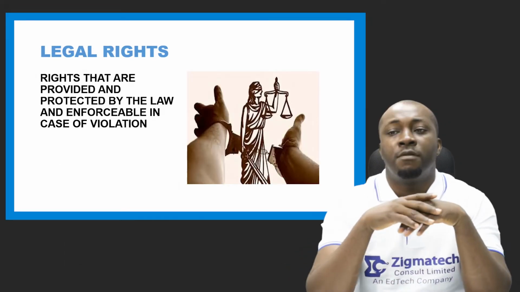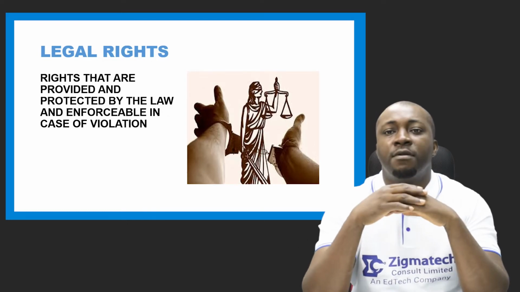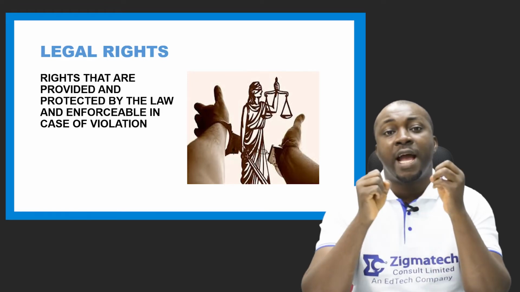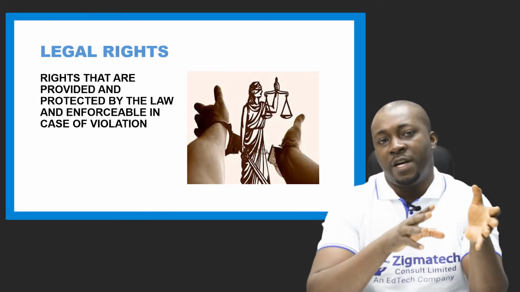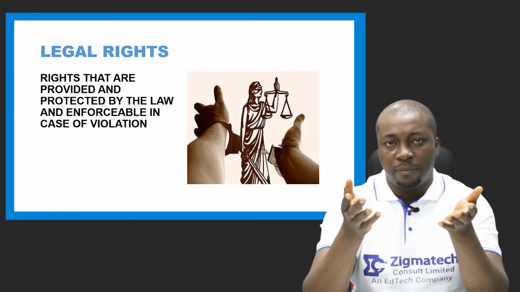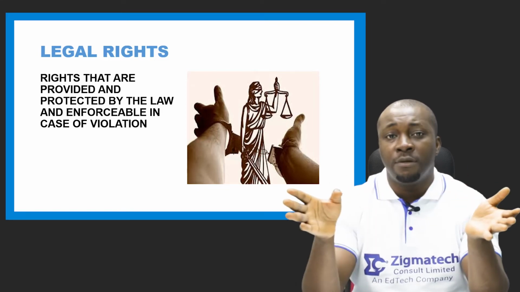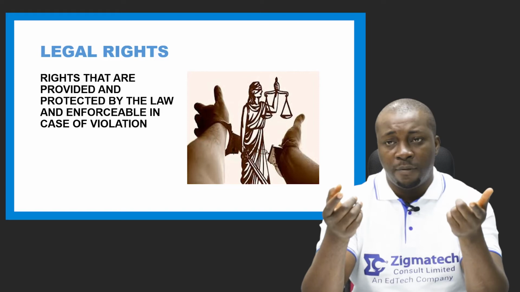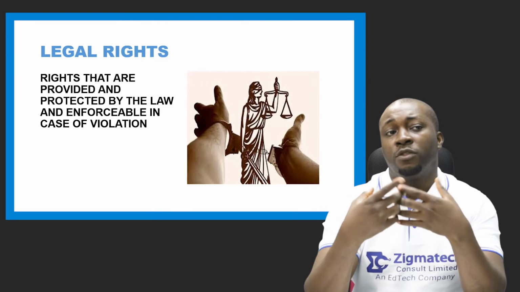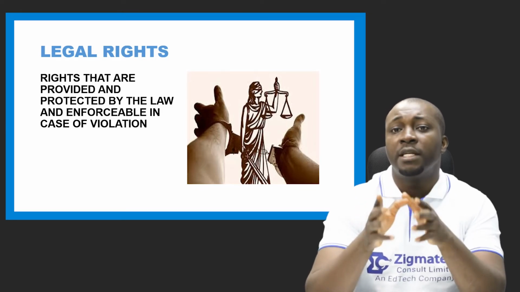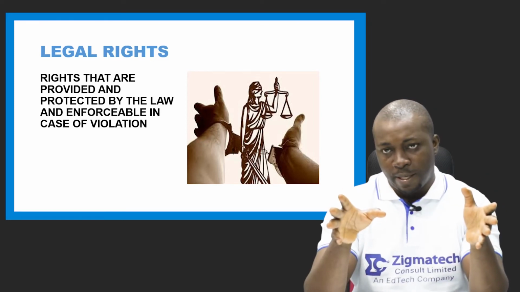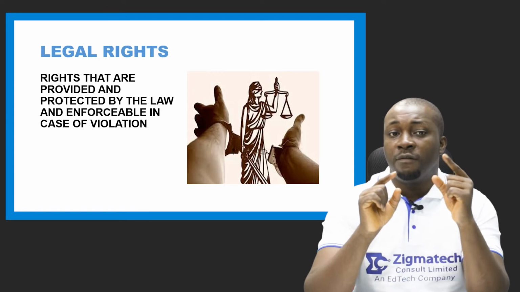We also have legal rights. Now, legal rights are those rights that are provided and protected by the law, and they are enforceable in case of violation. If you want to know legal rights, if you look at the laws, the Constitution, the rights there are legal because they are enforceable. Also, if you look at what we call the Labor Act, that talks about the rights of laborers, the workers, they are legal rights. All those rights that are provided by the law and enforceable in case of violation.